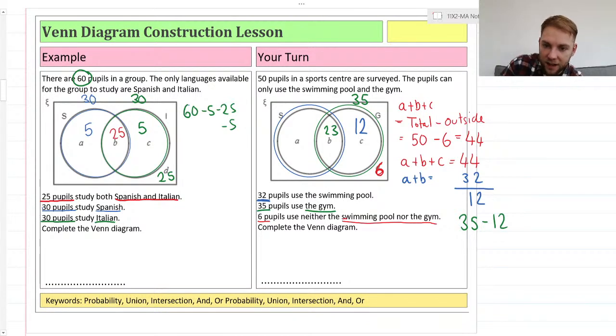And then the last little part to find out is the swimming pool. It's going to be the amount of people in the swimming pool. I didn't actually write that down, did I? The people in the swimming pool was 32. So to work out this left-hand side, it needs to be 32 minus the 23 in the middle. 32 minus 23, which is equal to 9. So this left-hand part here is 9. Like so. It's tough, that. It is tough, that. Okay, give you a second to get that down.